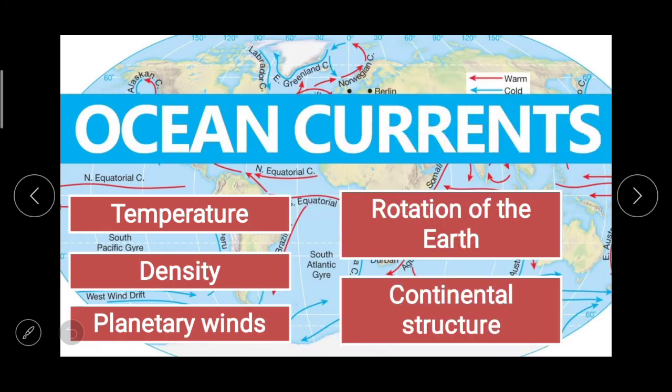Now, to go in detail, we have studied that ocean currents are formed due to differences in temperature, in the density and in the planetary winds. Now in addition, the following factors are also responsible for the direction of flow of ocean currents and their velocity. And which are they? Rotation of the earth and the continental structure.